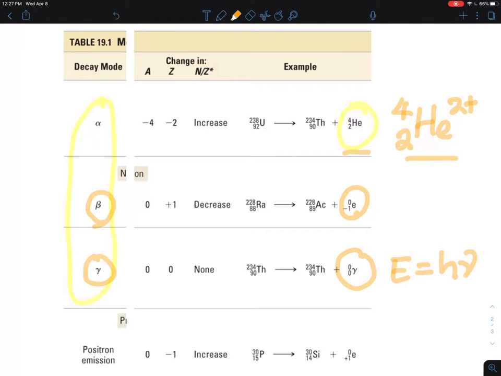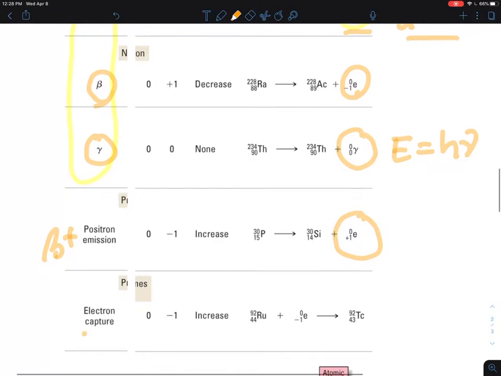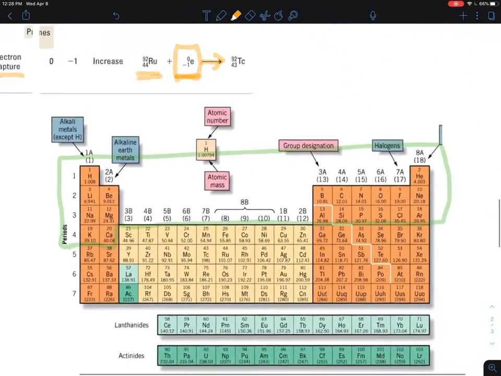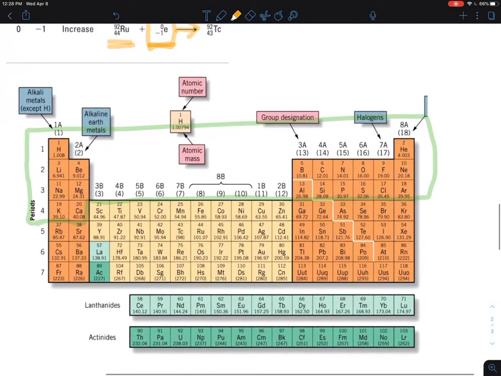So that's an alpha, that's a beta. And the positron, we are using beta plus, that's the atomic symbol people use. Electron capture is the one that actually happens before the reaction occurs. Looking at this one, the number of protons decreases from 44 to 43, and the element changes from ruthenium to something else. All the answers can be found here, so you need to get used to it.